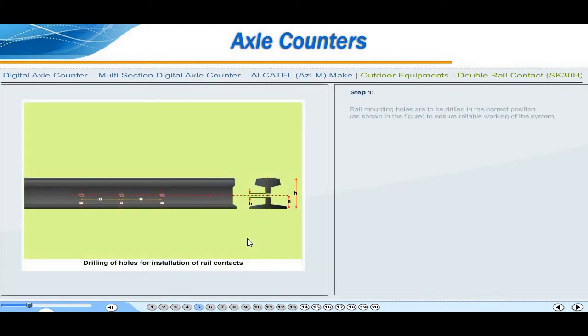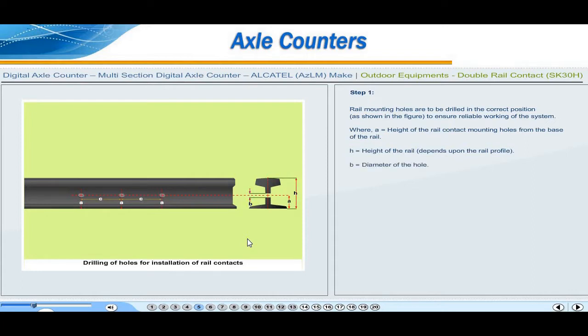Step 1. Rail mounting holes are to be drilled in the correct position as shown in the figure to ensure reliable working of the system. Where A is equal to height of the rail contact mounting holes from the base of the rail. H is equal to height of the rail, which depends upon the rail profile. B is equal to the diameter of the hole. B is equal to 13 millimeters plus or minus 0.2 millimeters.